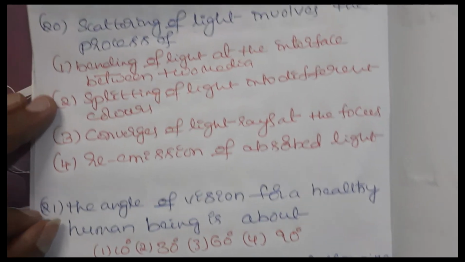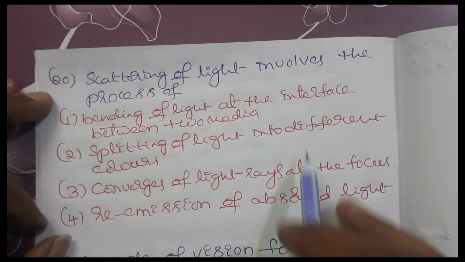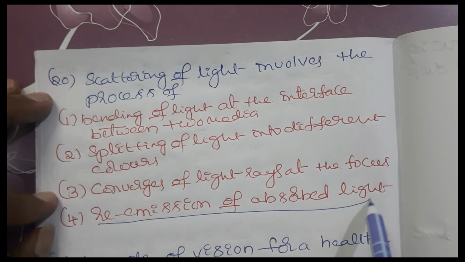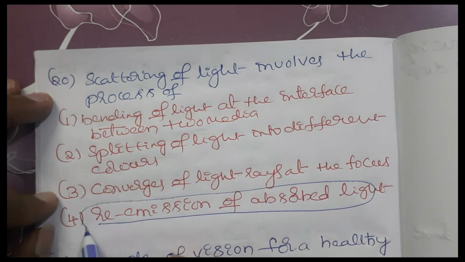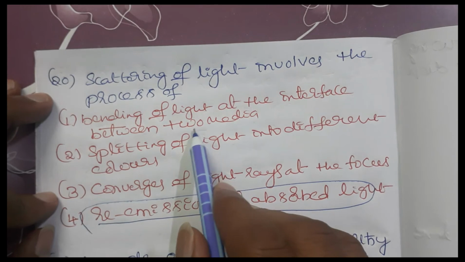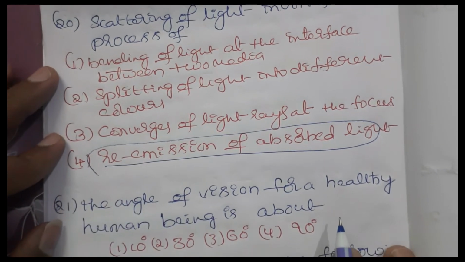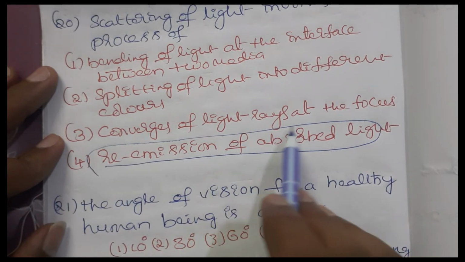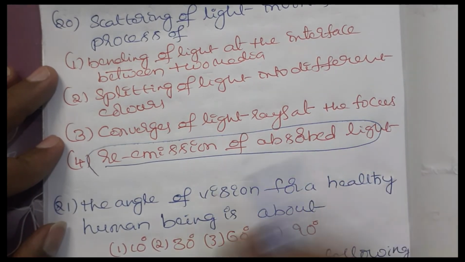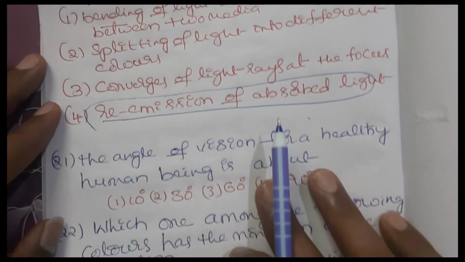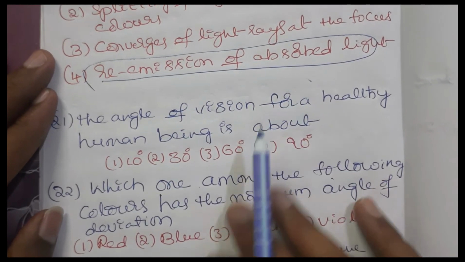Question number 20, students. Scattering of light involves the process of re-emission of absorbed light. Bending of light at the interface means refraction, splitting of light into different colors is dispersion of light, and converging of light rays at the focus during refraction through a lens is not it. Scattering is the re-emission of absorbed light by the atoms or molecules.